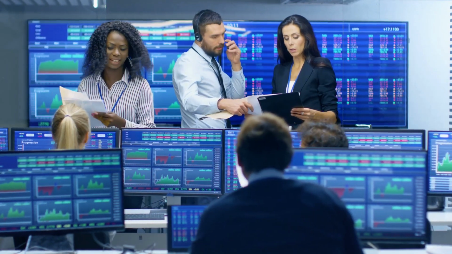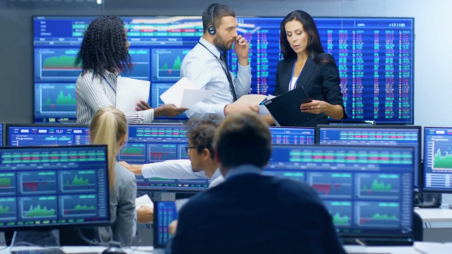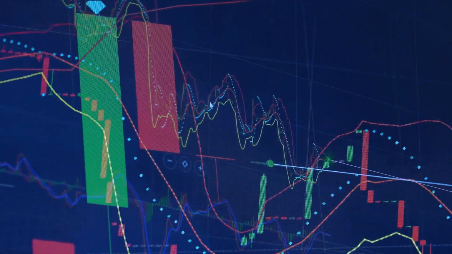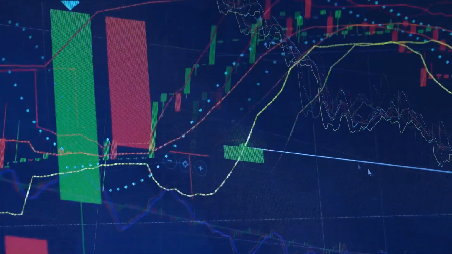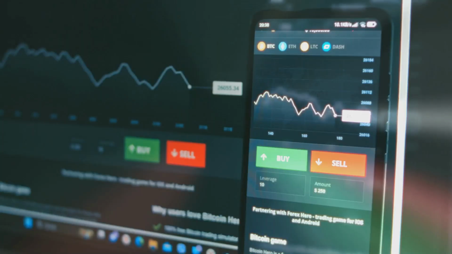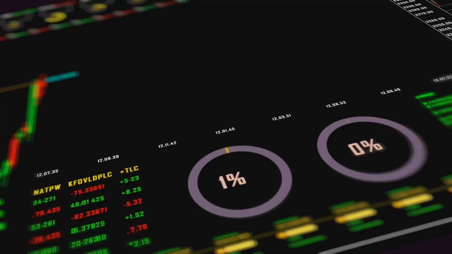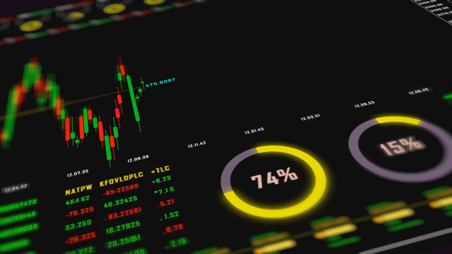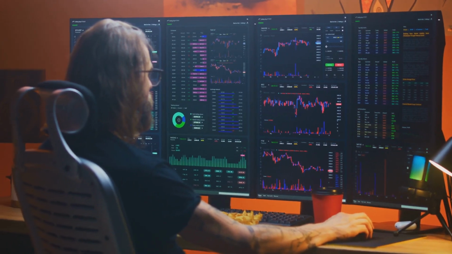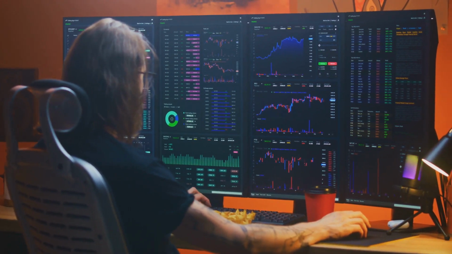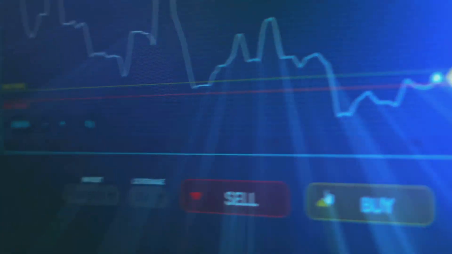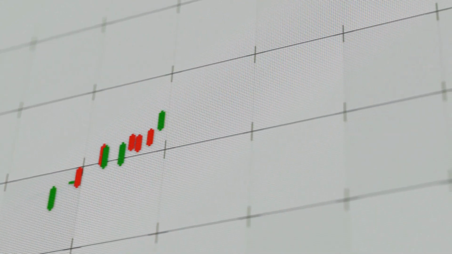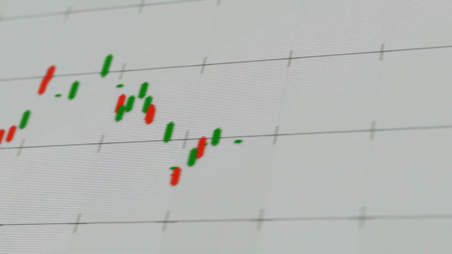Chapter 3. Straddles and Strangles. Playing for volatility. Now, let's talk about volatility plays. Sometimes, you're not necessarily concerned with the direction of a stock's price movement, but rather the magnitude of the move. That's where straddles and strangles come in. A straddle involves buying both a call option and a put option with the same strike price and expiration date. You're essentially betting that the stock will experience a significant price swing, regardless of whether it goes up or down. Think of it this way, you're setting up a fence on both sides of the stock price. The wider the price moves in either direction, the more profit you stand to make.